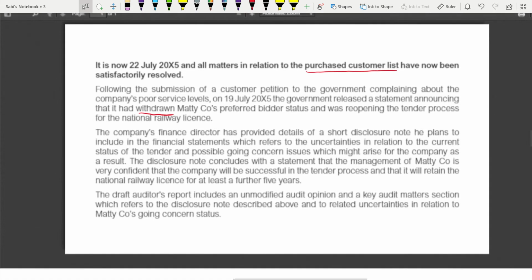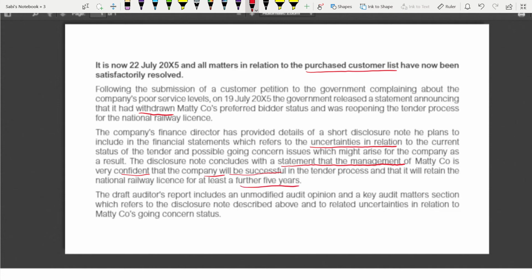Second, the company's finance director provided details of a short disclosure note he plans to include in the financial statements, which refers to the uncertainties in relation to the current status of the tender and the possible going concern issues which might arise for the company as a result. The disclosure note concludes with a statement that the management of Matic Company is very confident that the company will be successful in the tender process and that it will retain the National Railway license for at least a further 5 years.